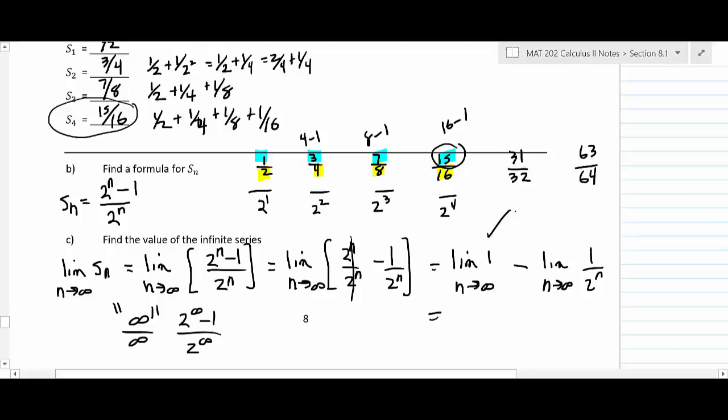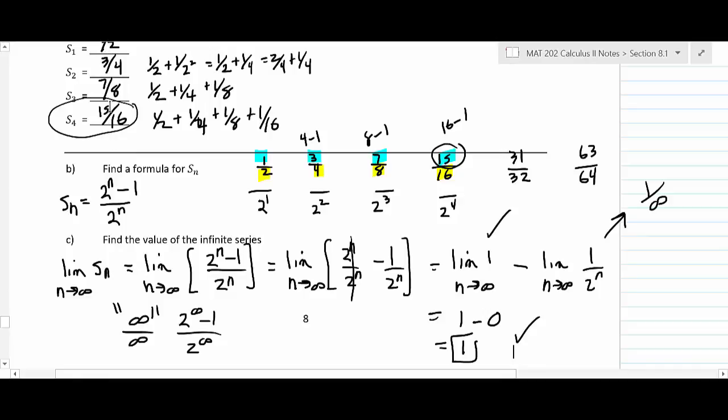Just itself, so that's 1. What's the limit of 1 over 2 to the n? That's really 1 over infinity, so where's that going? To 0, right? If you do 1 divided by a bigger and bigger number, that goes to 0, so you're going to end up having 1 like that. So that's more formally how you would figure out that that sequence of partial sums is going to 1.